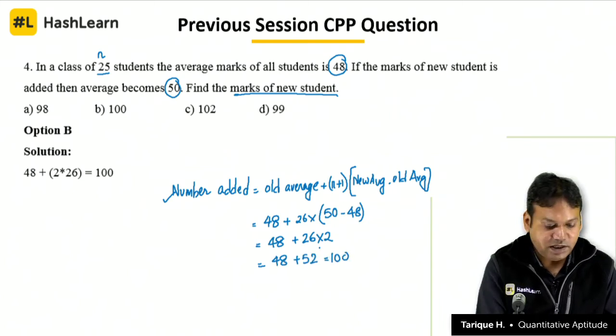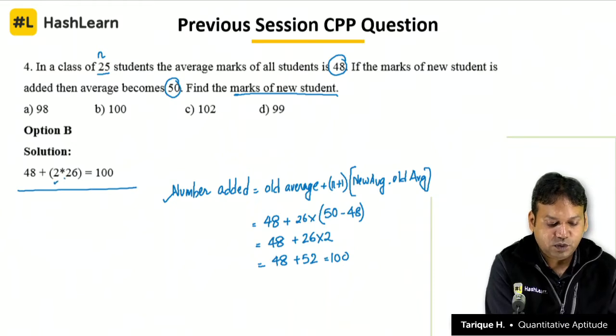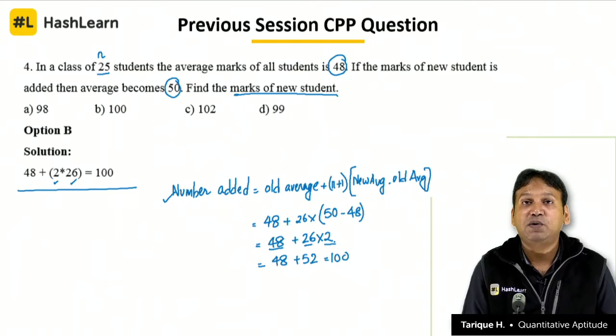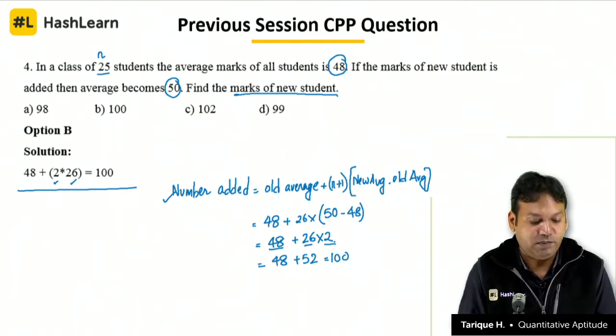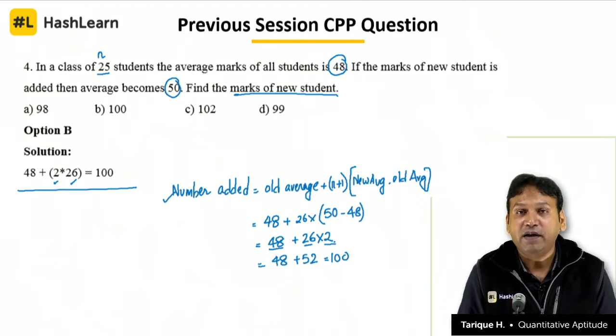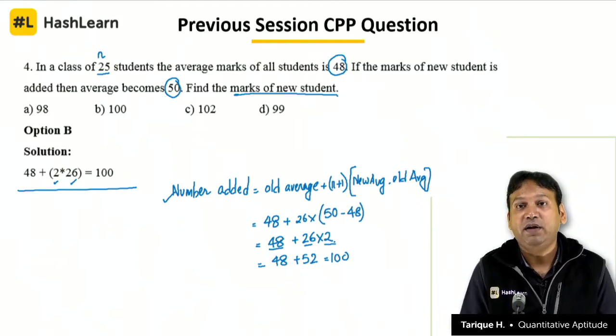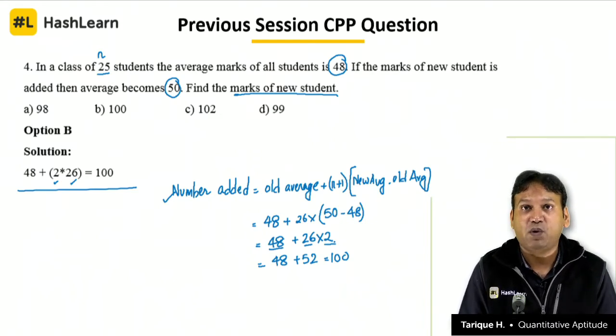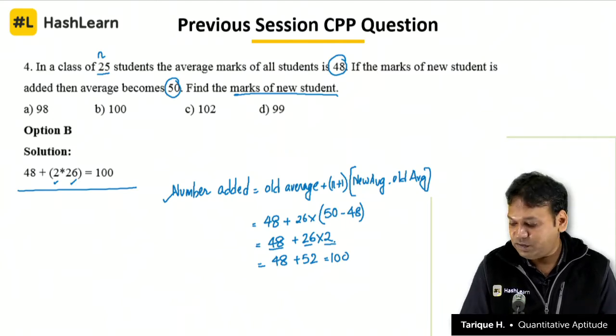That is what is mentioned here in short. 48 plus 2 into 26, 48 plus 26 into 2. So you should also understand how we got that 48 plus 2 into 26. It is based on this direct formula of average, where you can find out the number added, the new number that is added, based on what is the new average, what is the old average, and what is the value of n, that is the number of students.